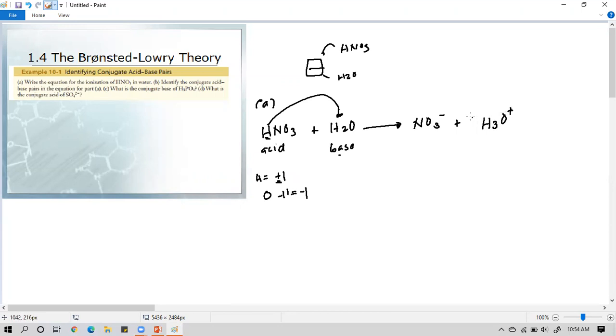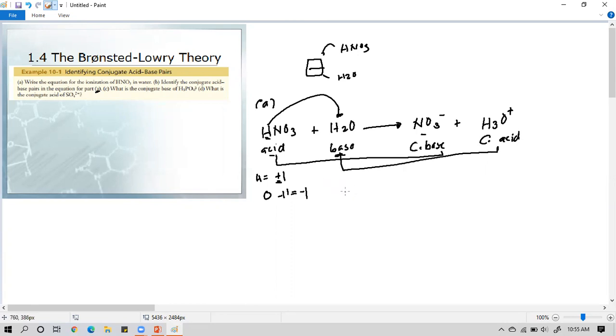Ayan. Now letter B: identify the conjugate acid-base pairs in the equation for part A. Okay. Di ba yung acid will form a conjugate base? Tama. So this one here is the conjugate base. And then the water, the base, will form its product into a conjugate acid. So siya ay magiging conjugate acid. Ayan. So the pair of this is the nitric acid and this one here. These are the conjugate acid-base pair.